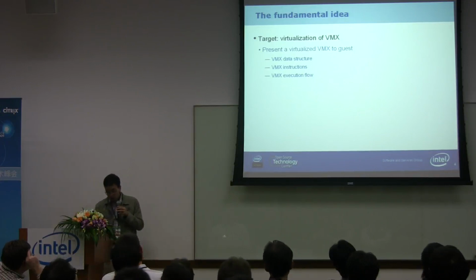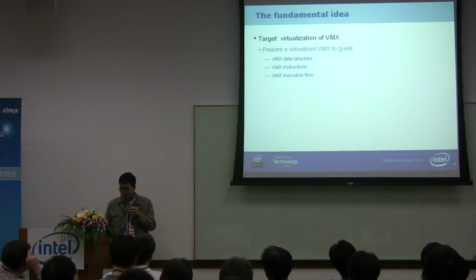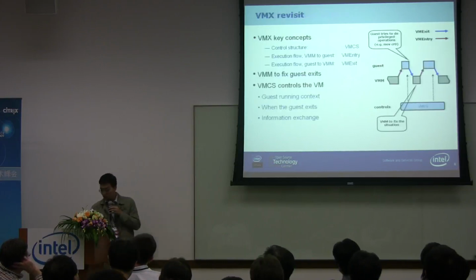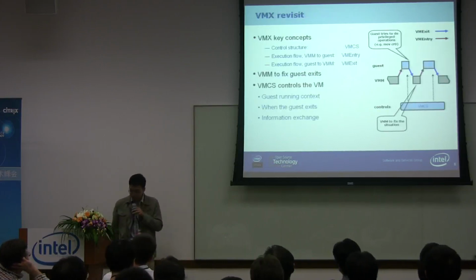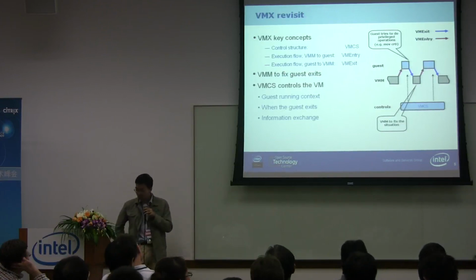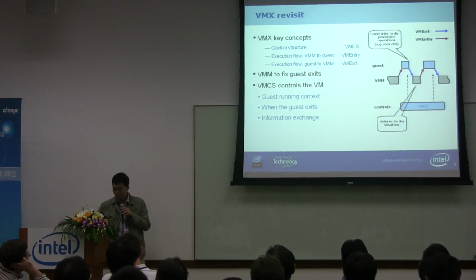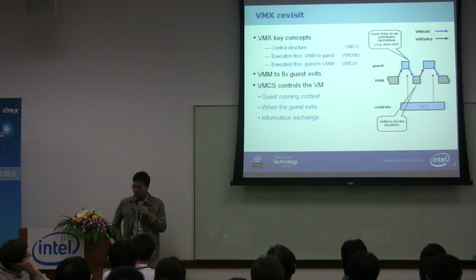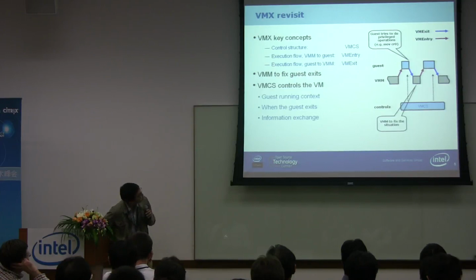By talking about the virtualization of VMX, I think although many of you may already be familiar with VMX, we can still have a closer look at how it works. So here we have a brief VMX revisit. VMX has several key concepts, including a control structure that controls the behavior of the guest, and some execution flow transitions, the VM entry and VM exit. You can see the figure on the right.